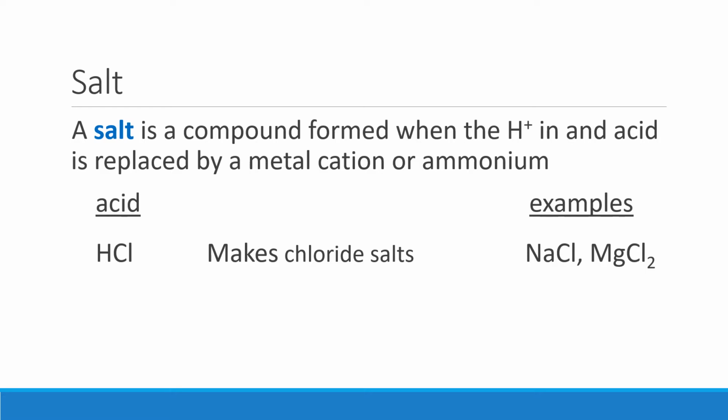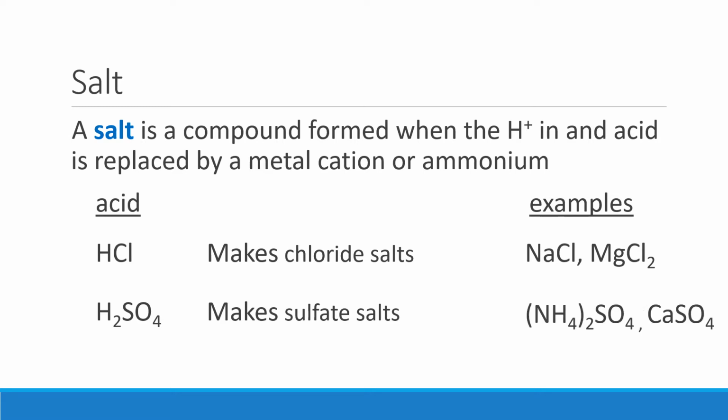Right? So those are chloride salts. An acid like H2SO4 would make sulfate salts. So the hydrogen ions are replaced by a metal cation or ammonium. So that first one, ammonium sulfate, is a salt, and so is calcium sulfate. Right? So that's what a salt is generically in chemistry. When we say salt, we're talking about a group of compounds, not one specific compound, like when we're cooking.